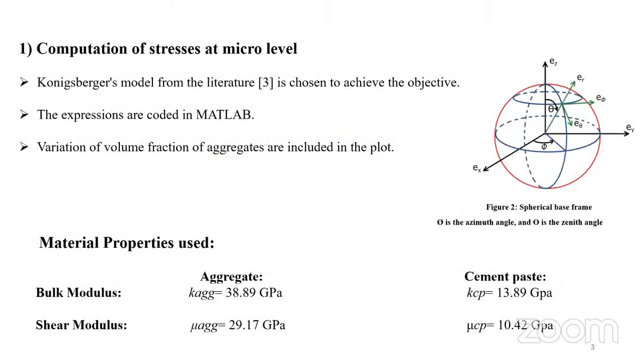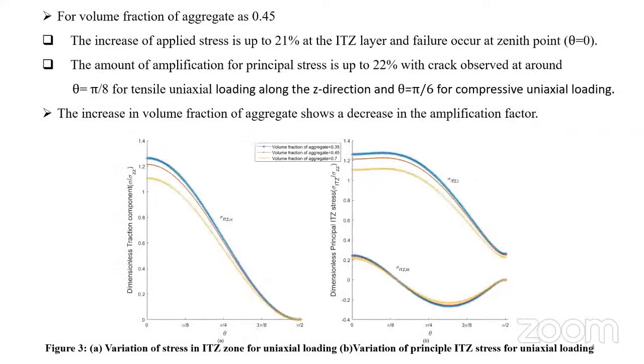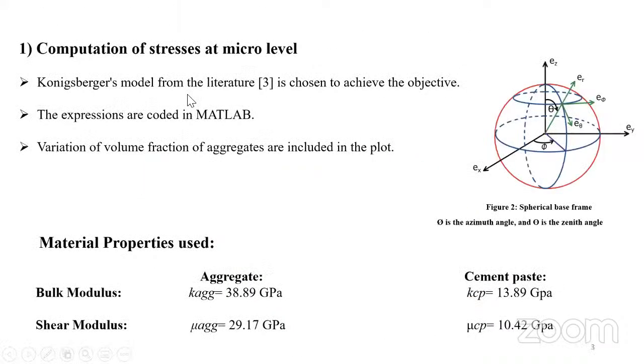The first work is to compute the stresses in the ITZ layer. The model from the literature is considered to achieve the objective. The equations are plotted with the material properties in MATLAB, and variation of volume fraction is also included. The left curve shows the variation of stress in the radial direction with theta from the zenith point. Theta can be referenced on this figure.